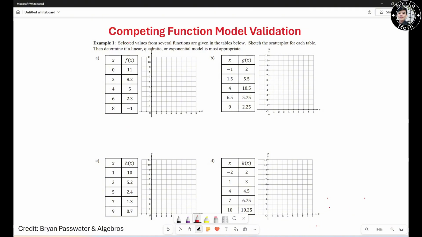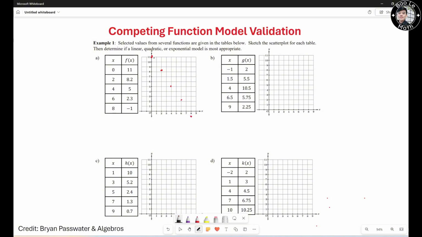Selected values from several functions are given in the tables below. Sketch the scatter plot for each table, then determine if a linear, quadratic, or exponential model is appropriate. So (0, 11) is going to be right here. (2, 8.2) is going to be something right here. (4, 5) is going to be right here. (6, 2.3), right here. And (8, -1), so it could be right here.